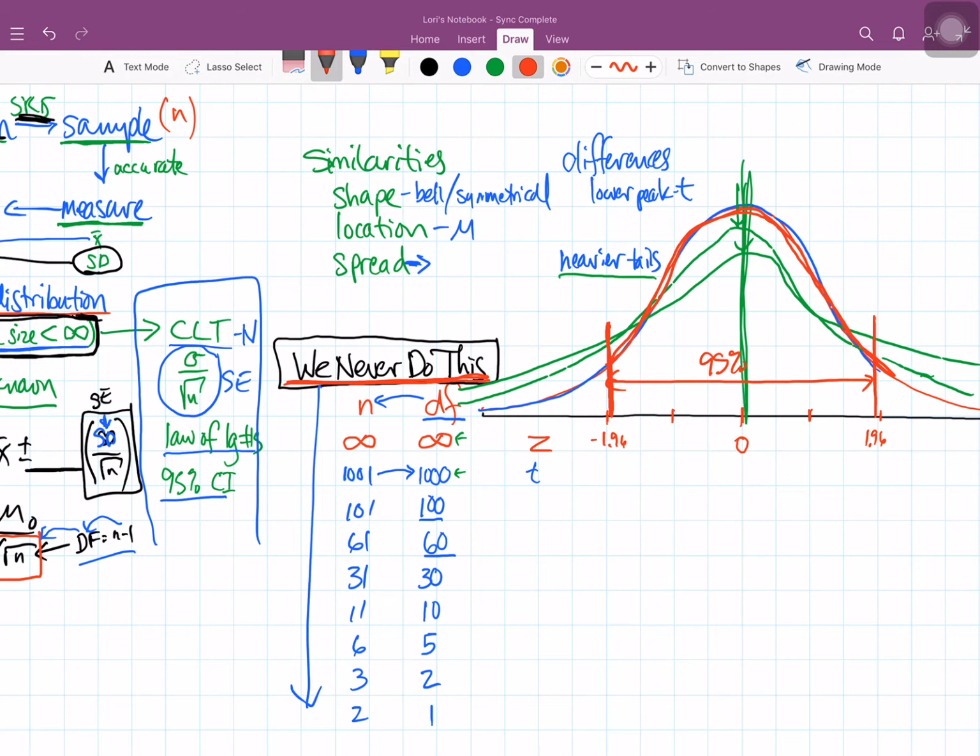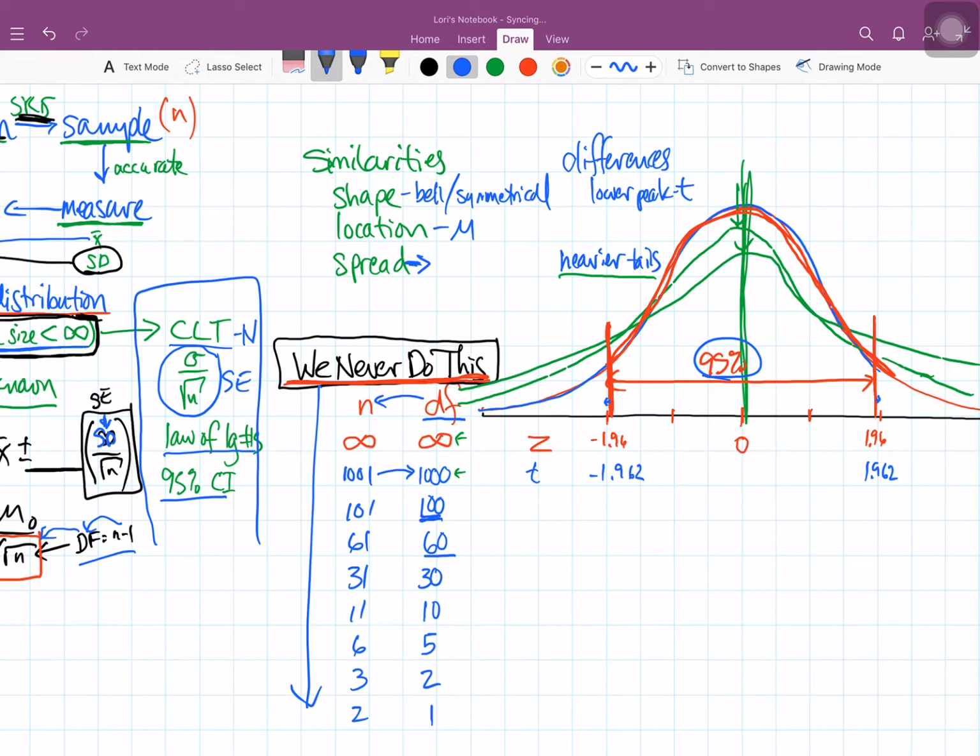Now a t distribution, on the other hand, when I have a 1,001 sample size, so I have 1,000 degrees of freedom, the t that I need in order to capture that same 95% of the area under the curve is equal to negative 1.962 and positive 1.962. And so now I've just made this confidence interval a teensy bit wider on both sides, and so I'm drawing a tiny little arrow there.